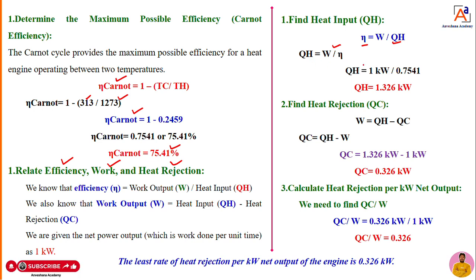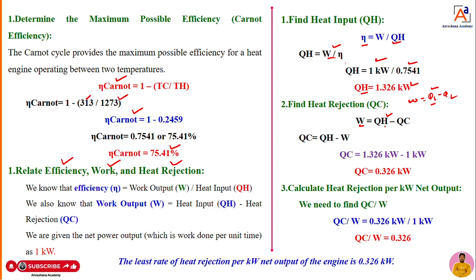So therefore QH is equal to, what is W? 1 kilowatt. What is eta? That is 0.754. Then how much will you get? You will get heat added or heat supplied equal to 1.32 kilowatt. Once you know the heat supplied, then you can calculate heat rejection. W is equal to QH minus QC. We know already that W is equal to Q1 minus Q2, where Q1 is nothing but heat supplied, that is QH here now.